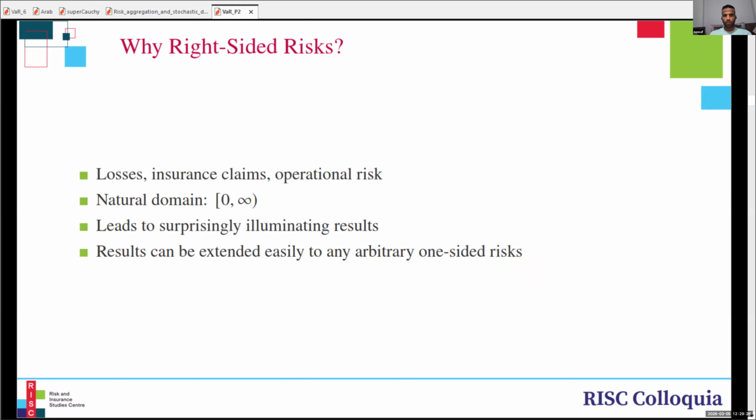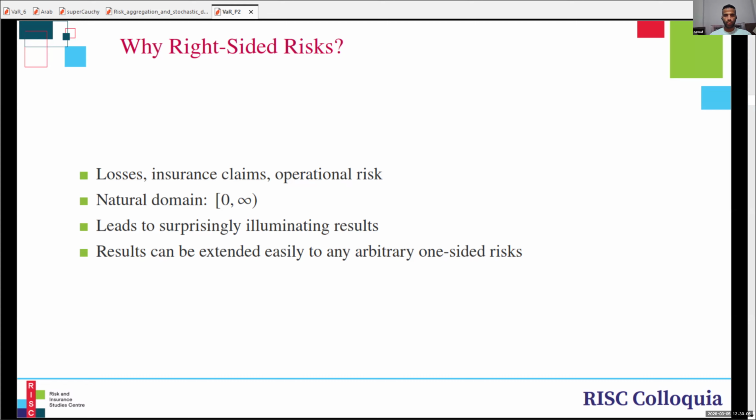So why did we consider risks? Because they model loss, insurance losses, insurance claims, operational risk, where we only want the loss part of our uncertainty. And it is a natural domain, the natural domain being from 0 to infinity. And the most important thing is that confining ourselves to right-sided risks, and then later on we will deal with left-sided risks, leads to really, really good results.